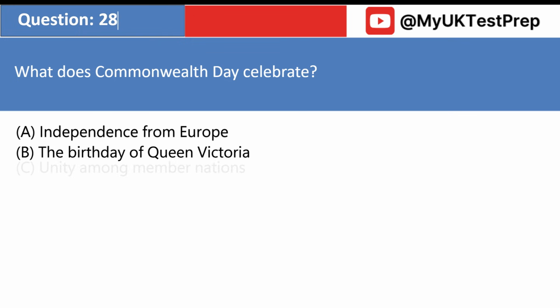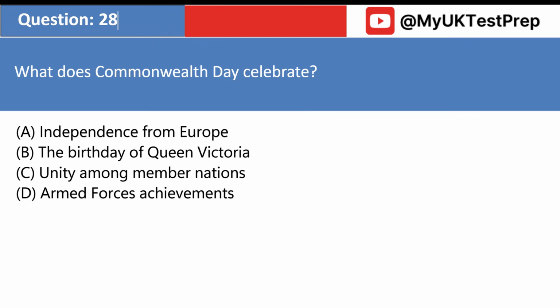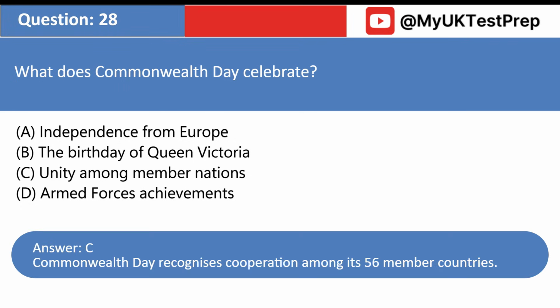What does Commonwealth Day celebrate? A. Independence from Europe. B. The birthday of Queen Victoria. C. Unity among member nations. D. Armed Forces achievements. Answer, C. Commonwealth Day recognizes cooperation among its 56 member countries.